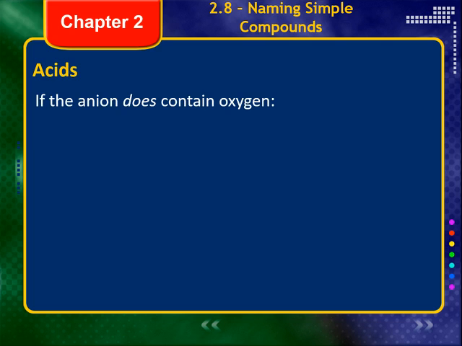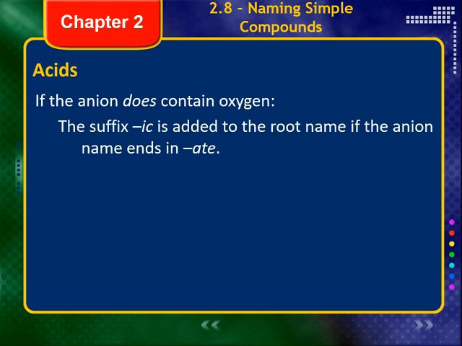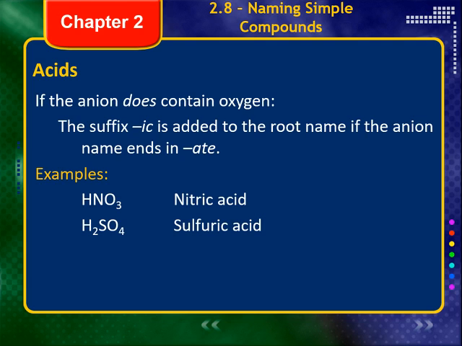Now, if that anion does contain oxygen, there are still going to be the hydrogens in front. That'll never change. But if the anion does contain oxygen, it's known as an oxyacid. The suffix ic is added to the root name if the anion ends in ate. For example, HNO3, NO3 is nitrate, a polyatomic ion that you want to memorize. I'm simply going to replace the ATE with IC, so that becomes nitric acid. H2SO4 is sulfate, with -2. That's why there are 2 hydrogens in front. That becomes sulfuric acid.